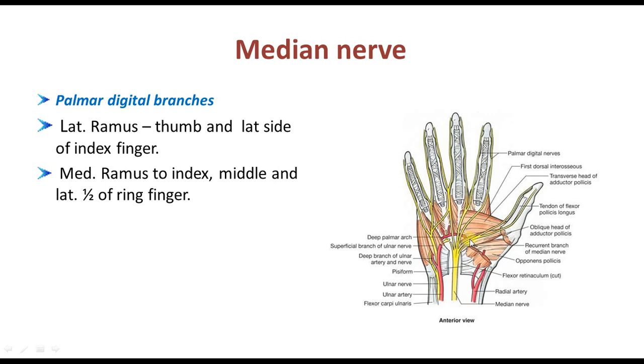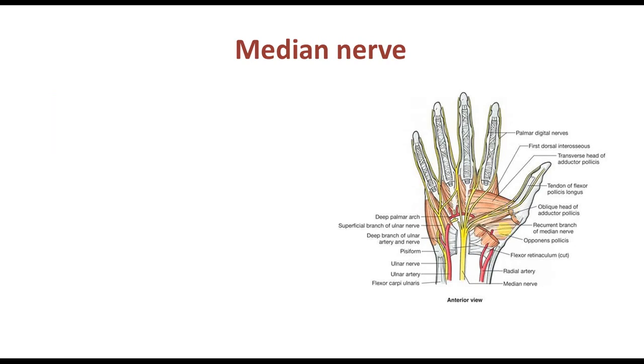The lateral ramus is going to supply your thumb and lateral side of the index finger, whereas the medial ramus is going to supply the adjacent sides of the index and middle finger, then the adjacent sides of your middle and ring finger. Okay, so that is about the medial ramus and the lateral ramus. Now we will see how actually it supplies.